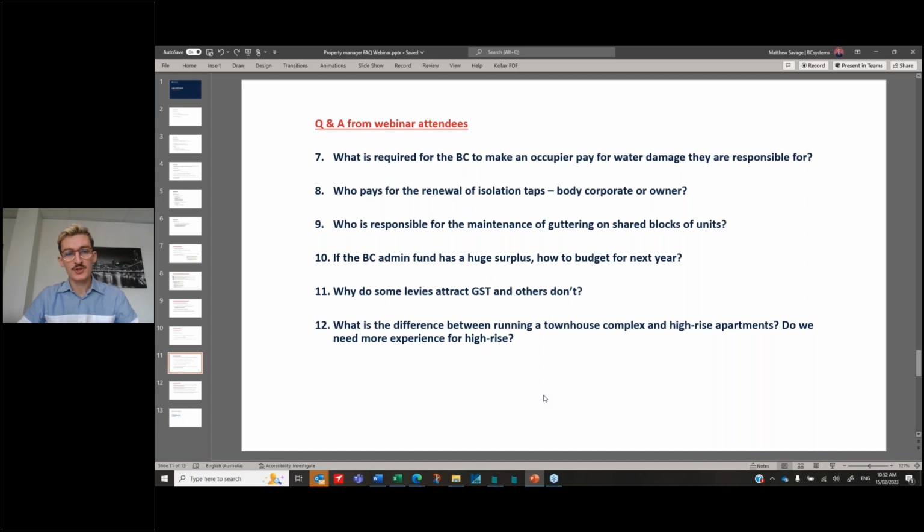Item 9, so who's responsible for maintenance of guttering on shared block of units? So the question is asked about a block of units. So a block of units would be a building format plan.